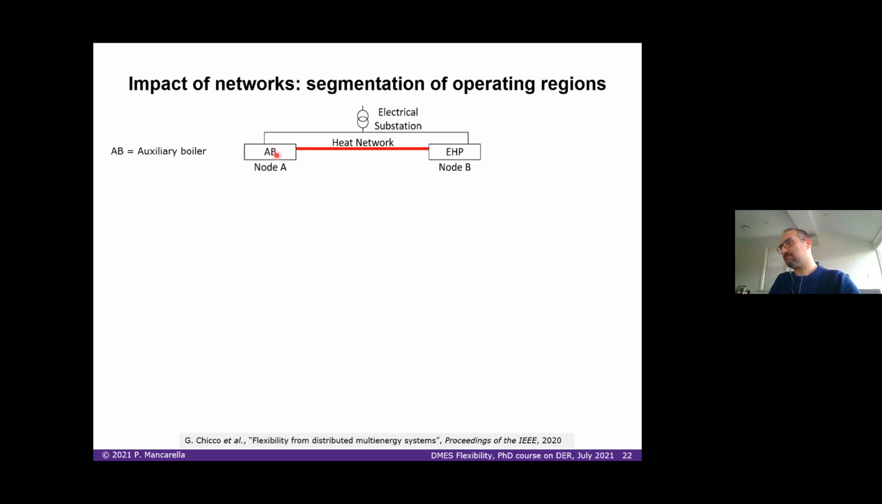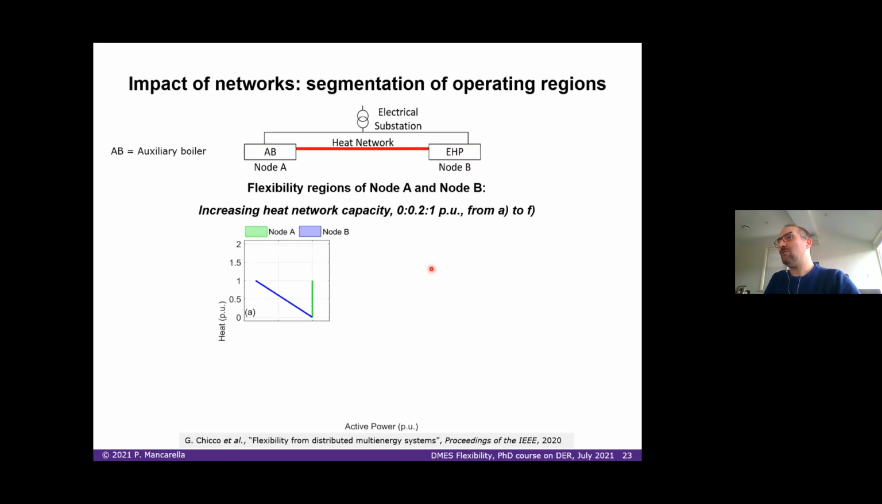And just to give you some ideas of what I mentioned earlier, imagine you have two nodes here, a boiler here, an electric heat pump here. Of course, you have, in both cases, heat and electricity requirements at two nodes. Now, if I look at this from the perspective that there is no network, what I'm doing here is, in each figure I'm going to show you, increasing the heat network capacity from 0 to 1 per unit with respect to how much heat is needed, by steps of 0.2.